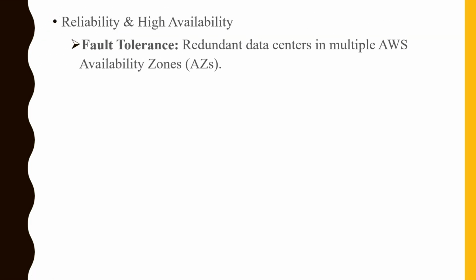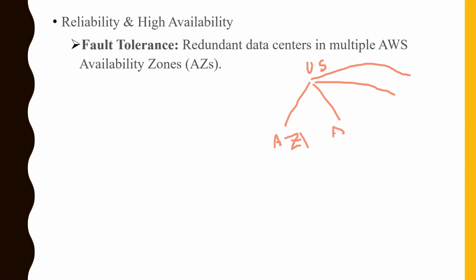When coming to reliability and availability, fault tolerance is the first feature provided in AWS. Fault tolerance is nothing but redundant data centers in multiple AWS availability zones, which means in a particular region. Let's say, for example, I choose US East 1, the US region, to store my data. In this US region, there will be AZ1, AZ2, AZ3, and AZ4.